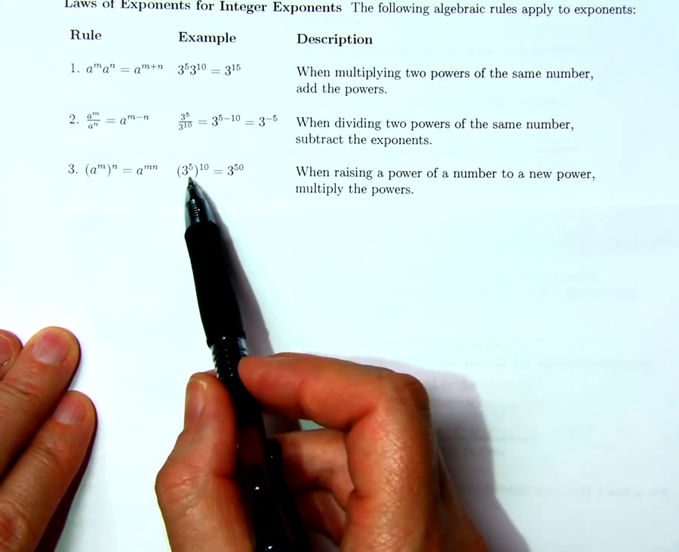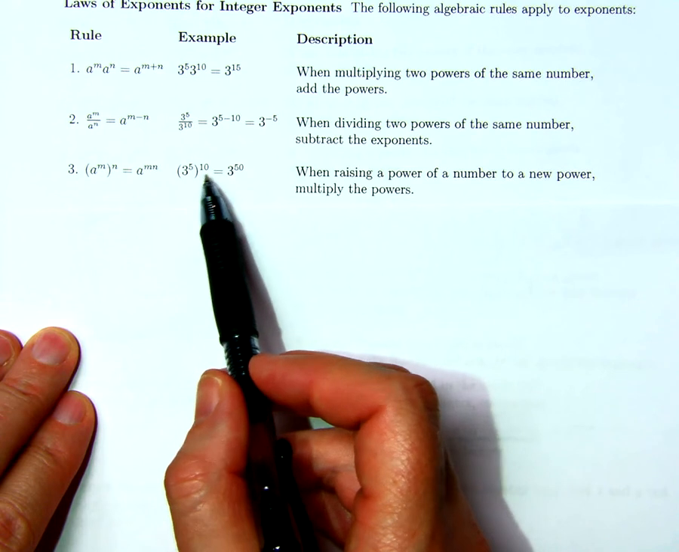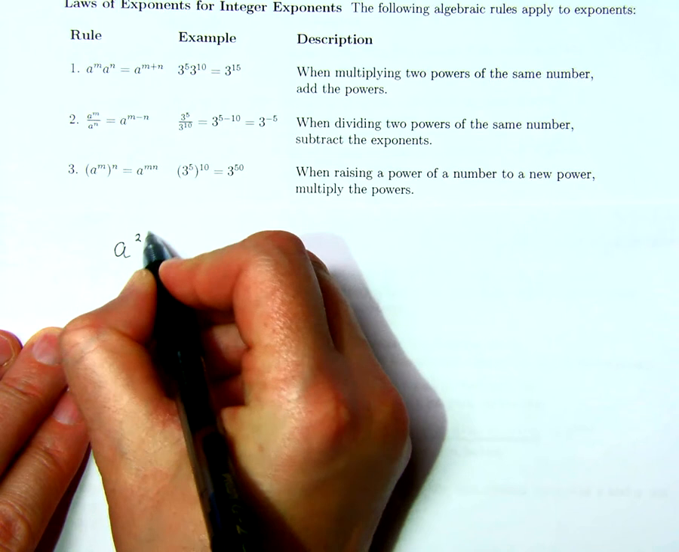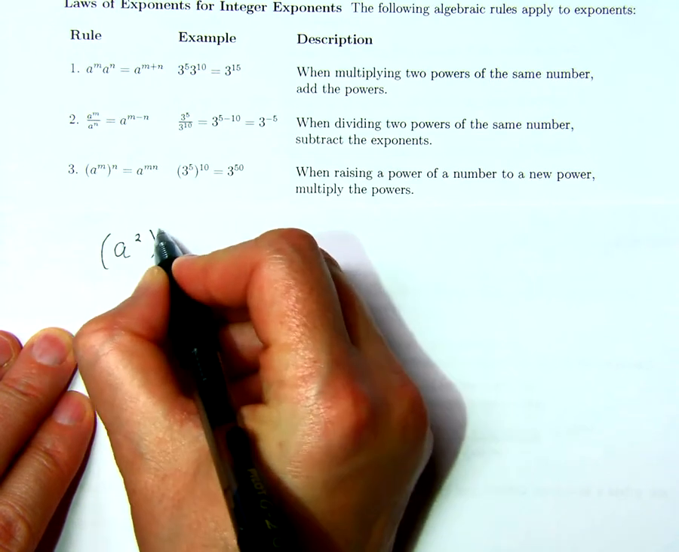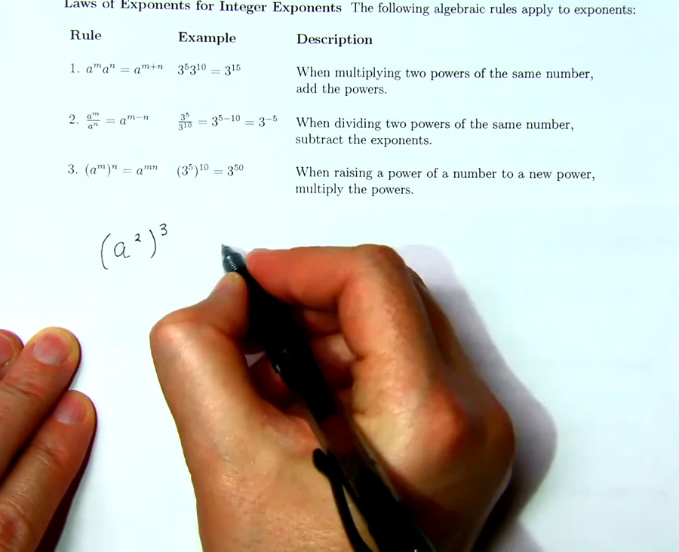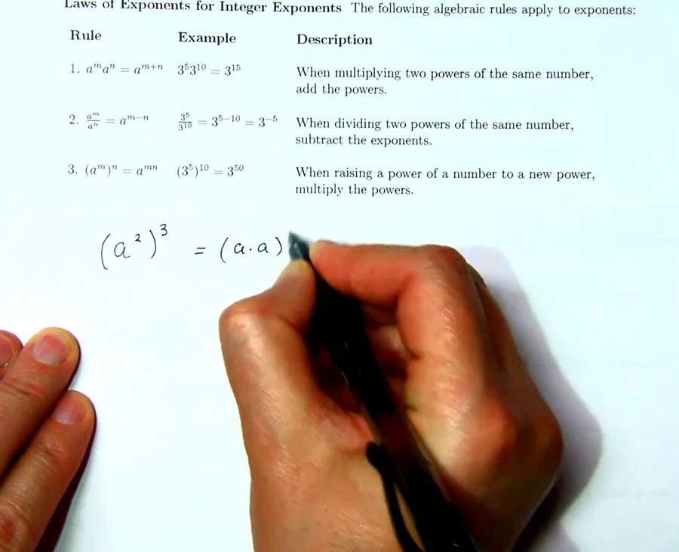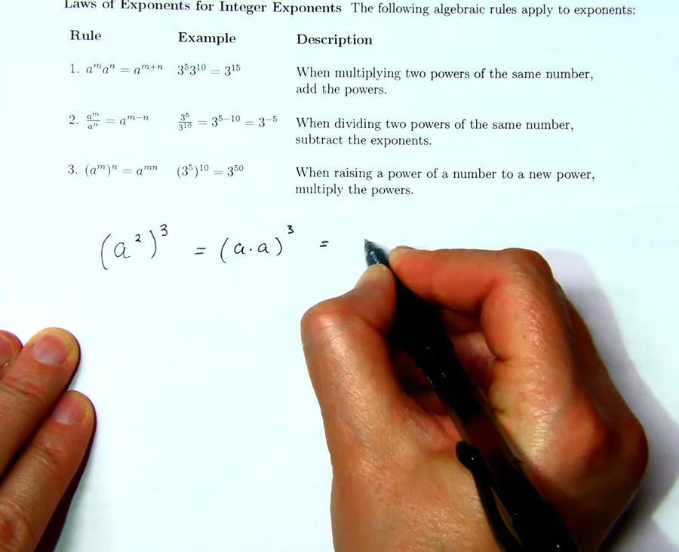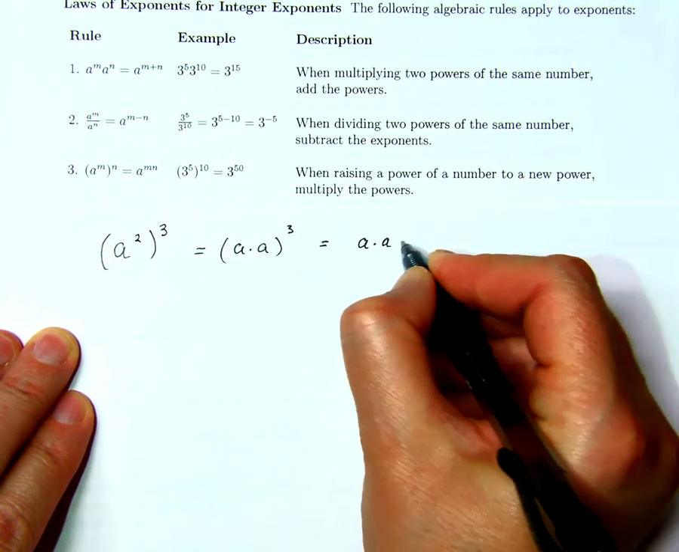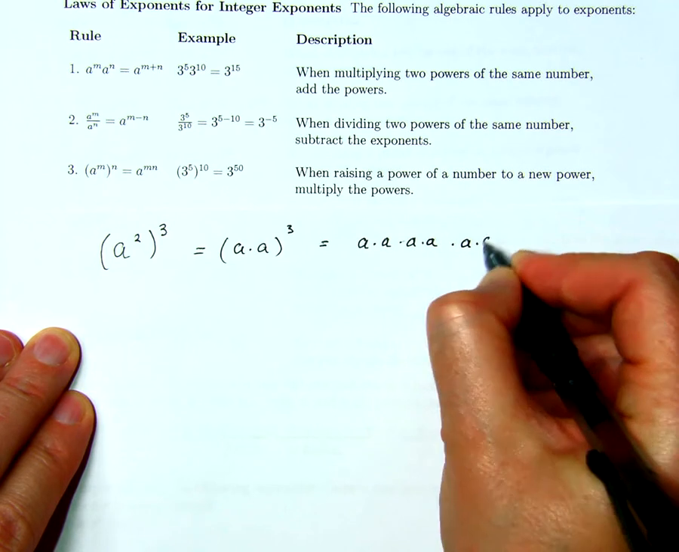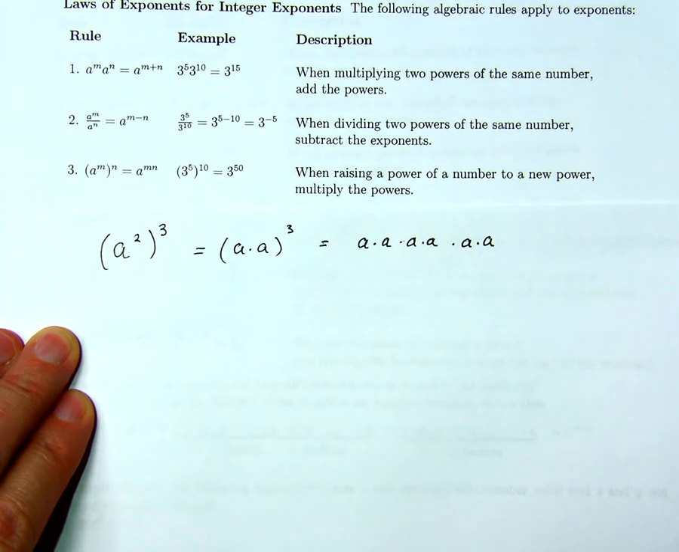For example, 3 to the 5 to the 10 is 3 to the 50. Or, if you want to look at why it's true, a squared to the power of 3 is a times a to the power of 3 by definition, and that's a times a times a times a times a. That's a squared cubed.